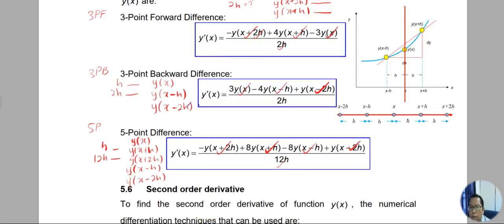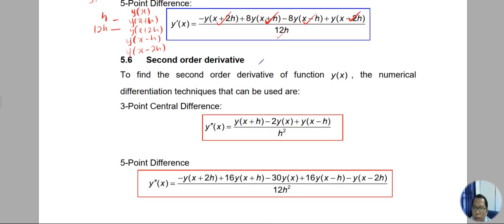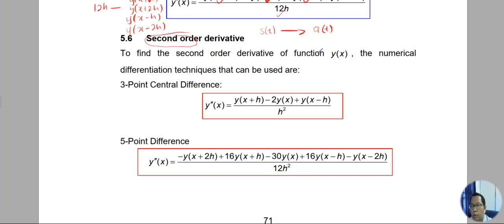And for the second order derivative, as I said before, let's say we have a function of distance, which is s(t). When we apply this second order derivative, it means from the distance straight away to get the acceleration. So in order to find the second order derivative of the function y(x), the numerical differentiation techniques that can be used are two, which are the 3-point central difference and also the 5-point difference.